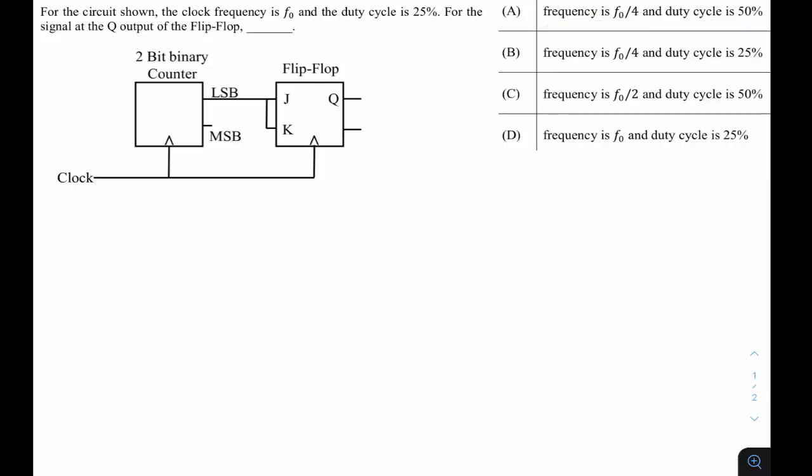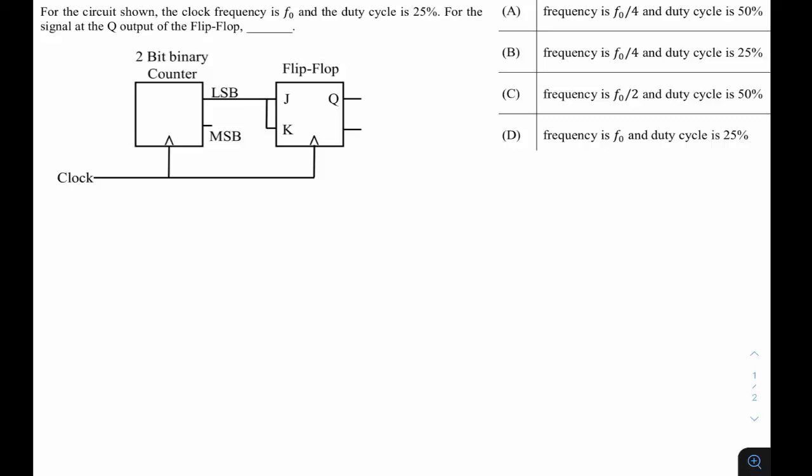Basically, if you observe the options, what we are supposed to get is the frequency and the duty cycle of this waveform. Okay, what is the data given? This is a 2-bit counter, and its LSB is connected to a JK flip-flop where both J and K are shorted. Okay, so how do you proceed?